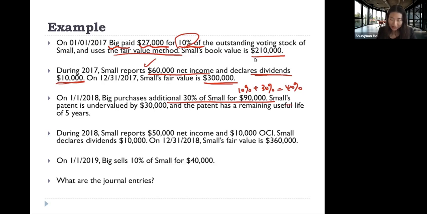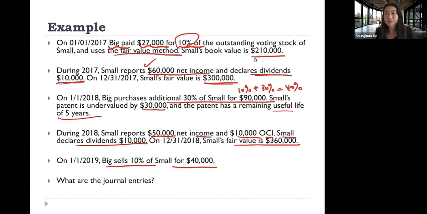Small's patent is undervalued by 30,000. The patent has a remaining useful life of 5 years, so we need to do some amortization here. And Small reports 50,000 net income and 10,000 OCI. Small declares a dividend of 10,000. Small's fair value is 360,000. And then in 2019, Big sells 10% of Small for 40,000.